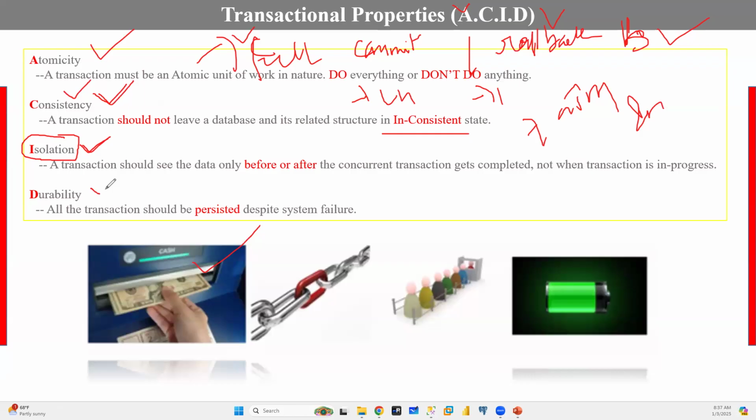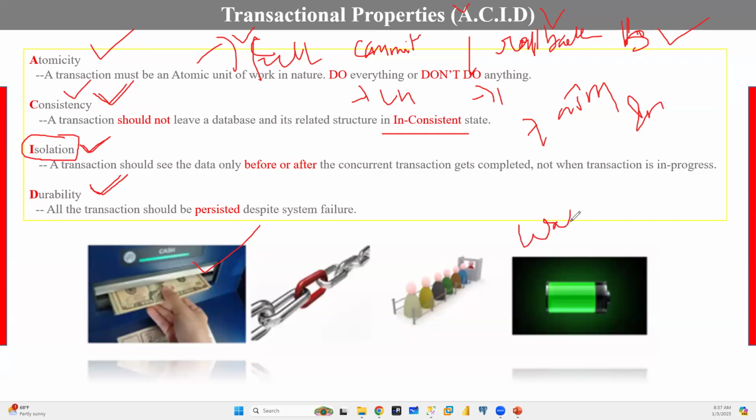Now finally, durability. Once everything is done, you need to protect your transaction. That protection is taken care of by durability. I told you in the last session about all the changes.